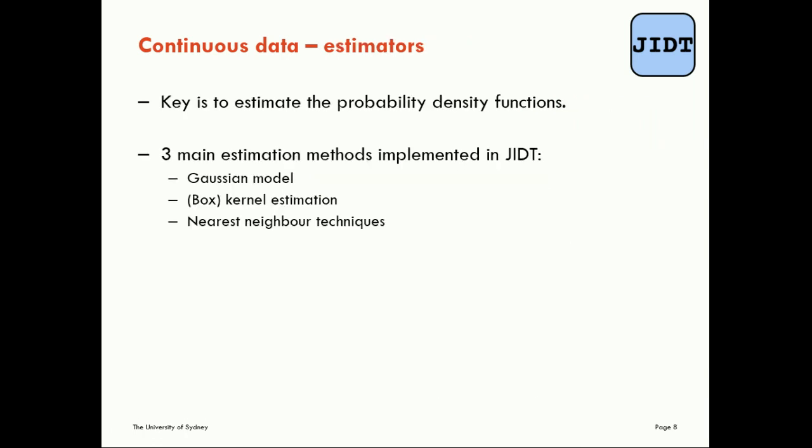So to start estimating our information-theoretic quantities on continuous valued data, we need to understand the key here is how we're estimating the probability density functions. We're going to look in the next few short videos at the three main estimation measures implemented in JIDT, and that is using a Gaussian model, using box kernel estimation, or using nearest neighbor techniques.